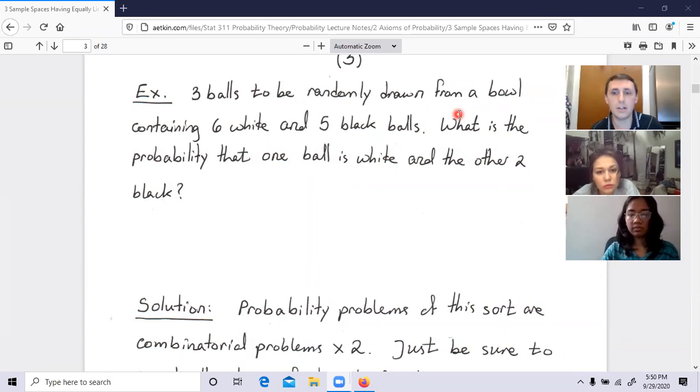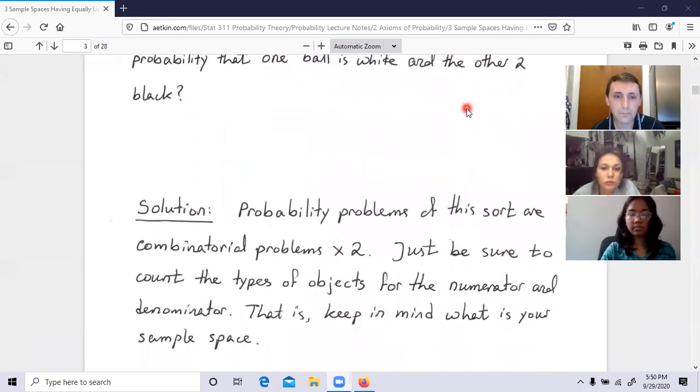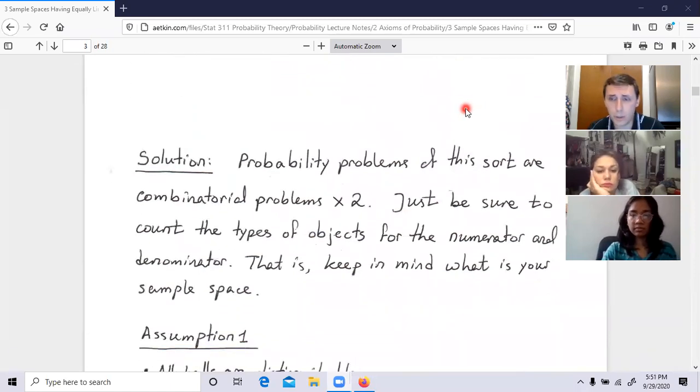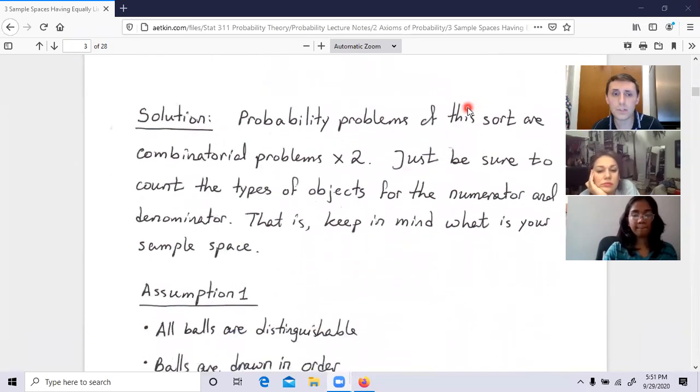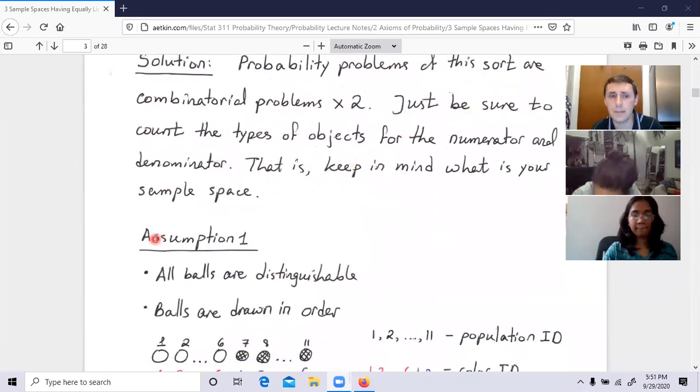All right, so here, let's go through the solution. So again, I want to emphasize it's a combinatorial problem for both numerator and denominator that you're solving here. So it's like twice a problem from chapter 1. And there are also some assumptions that we're making here when we solve this problem. So Alejandro, when you solve this problem, you made an assumption, and the other person that solved it also made an assumption.